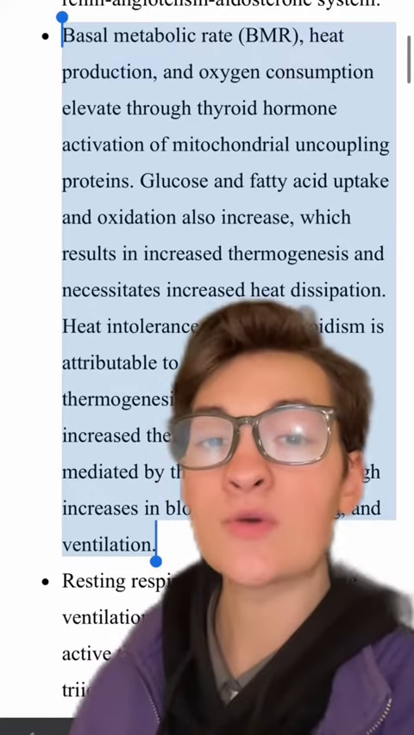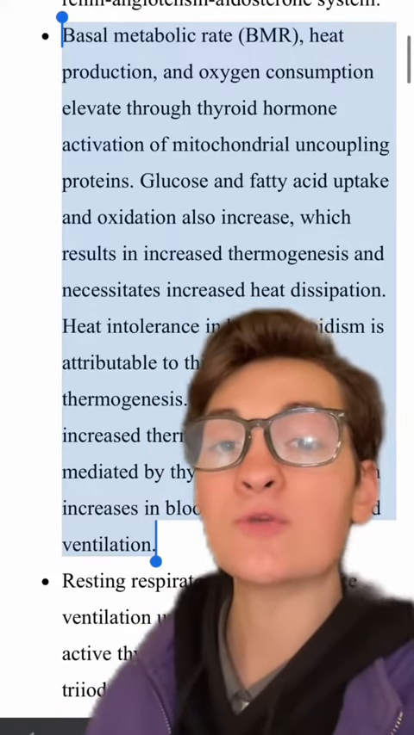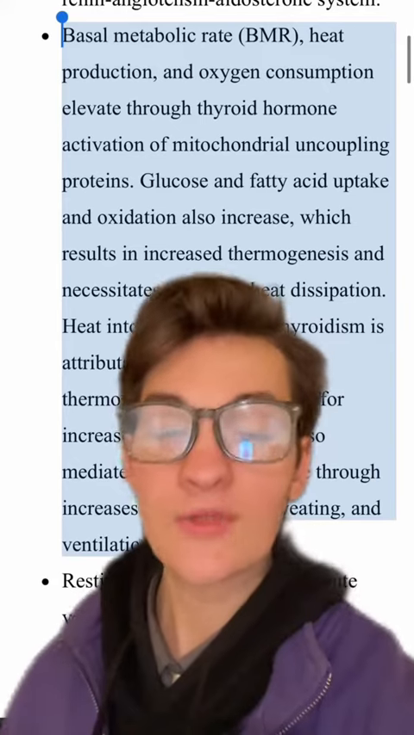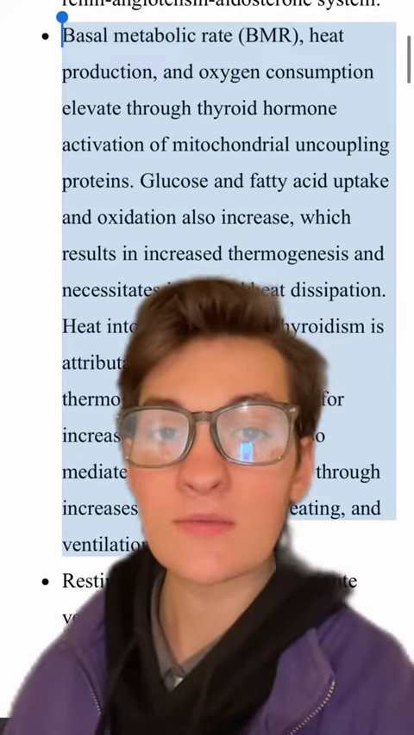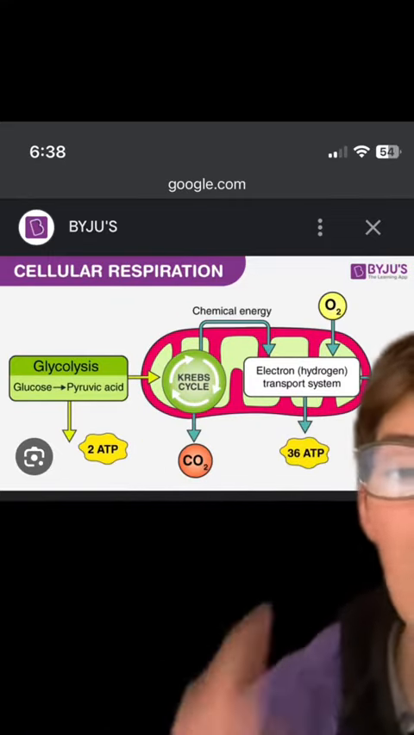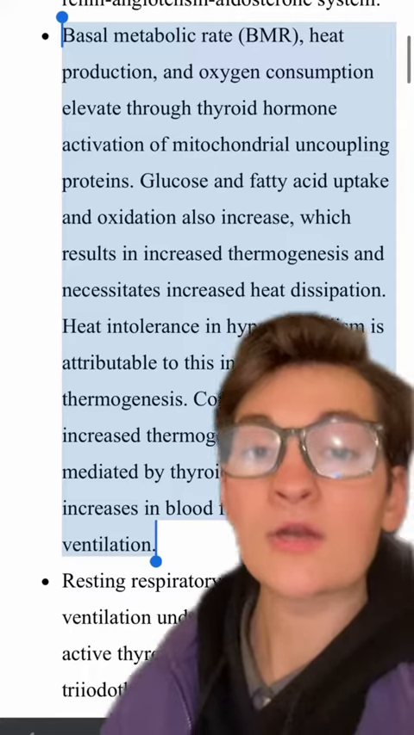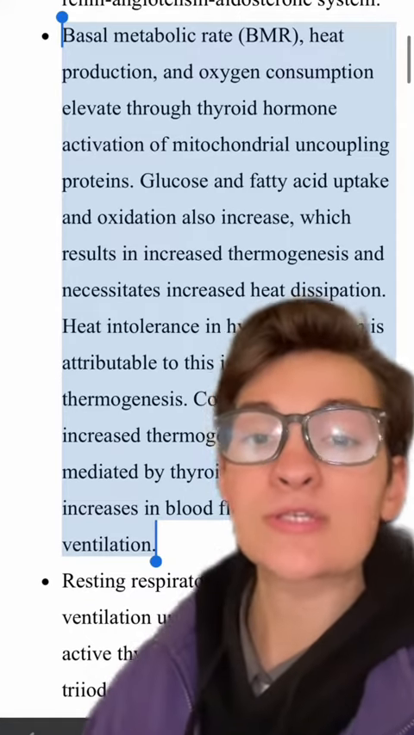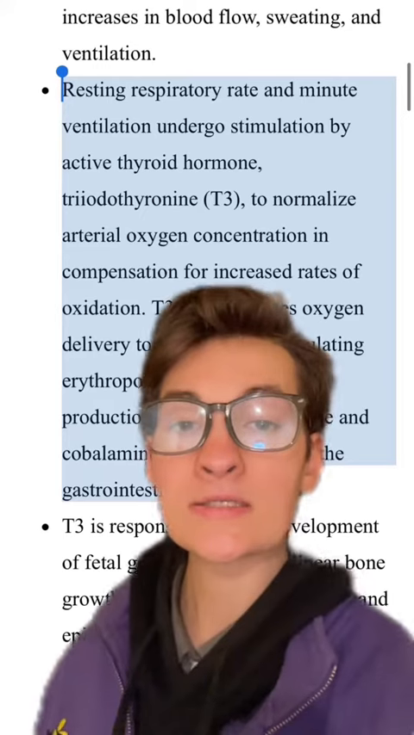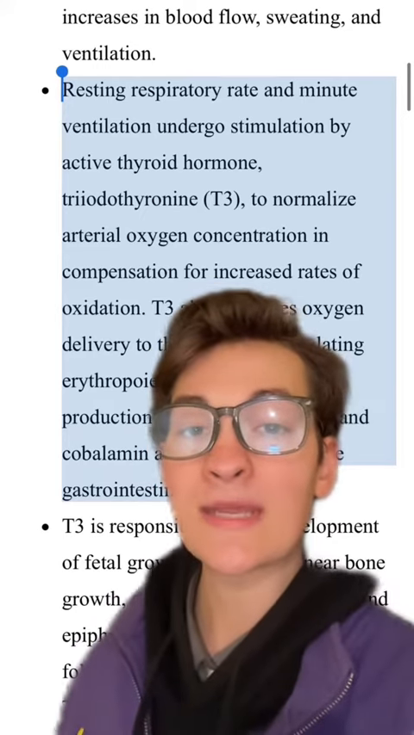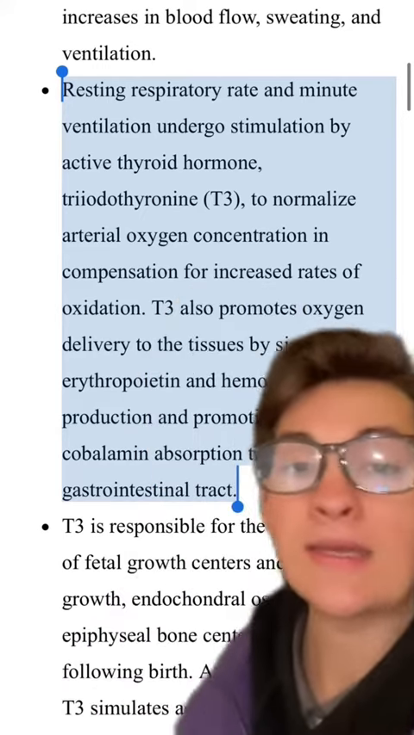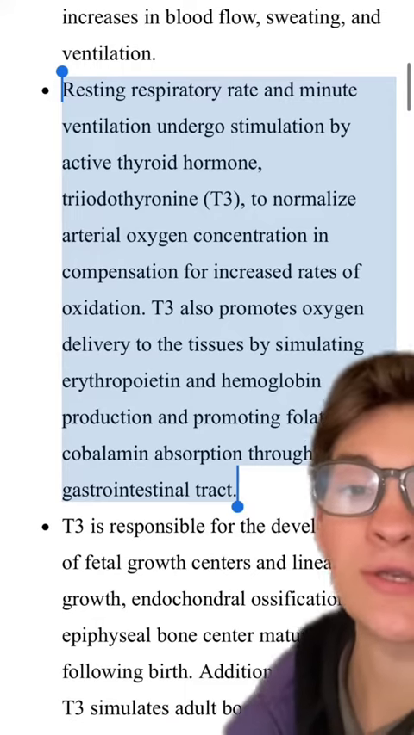It does this in a few ways. First, increasing the uptake of glucose and fatty acids, which are then subsequently used to create ATP. Importantly, the cells also require oxygen to produce ATP, and another effect of the thyroid hormone is to increase oxygen consumption. It does this by increasing oxygen uptake by increasing breathing rate, and increasing oxygen delivery to the target tissues.